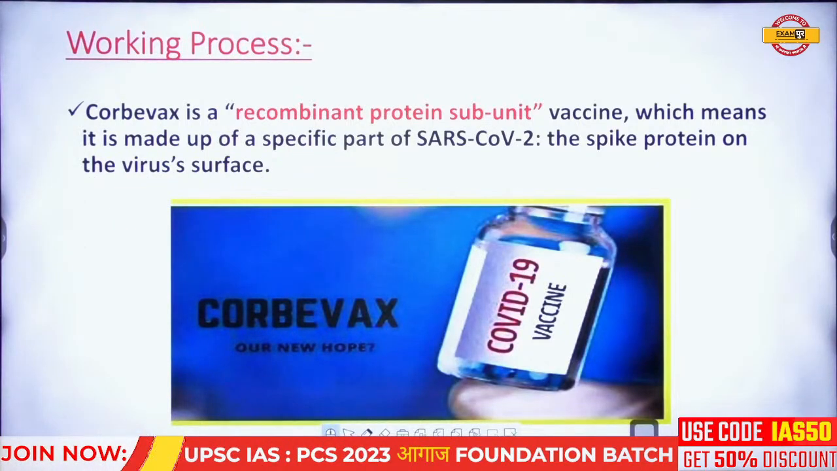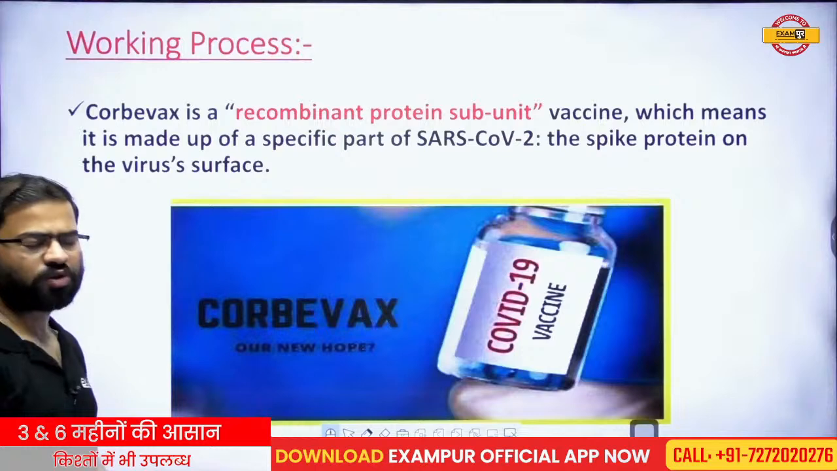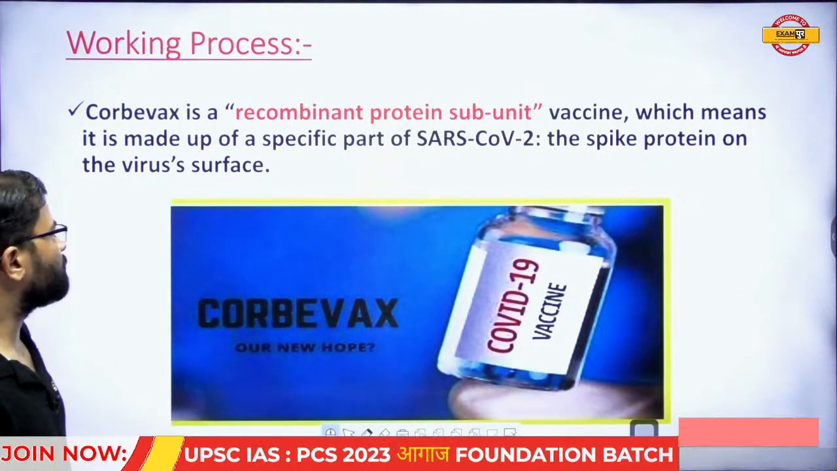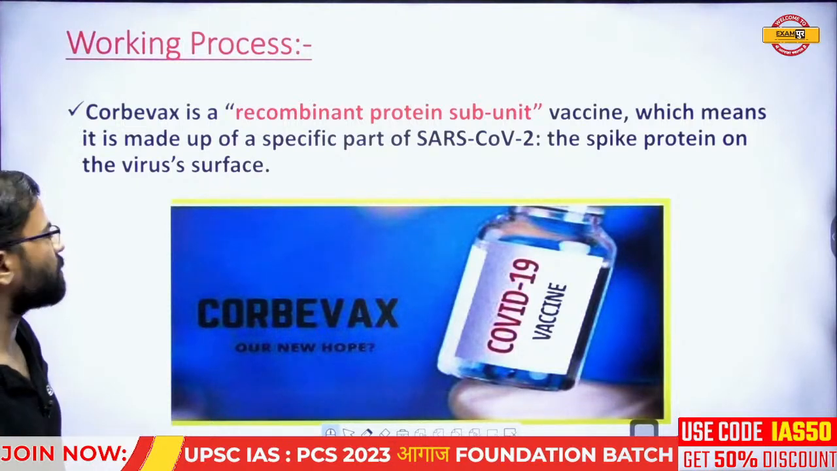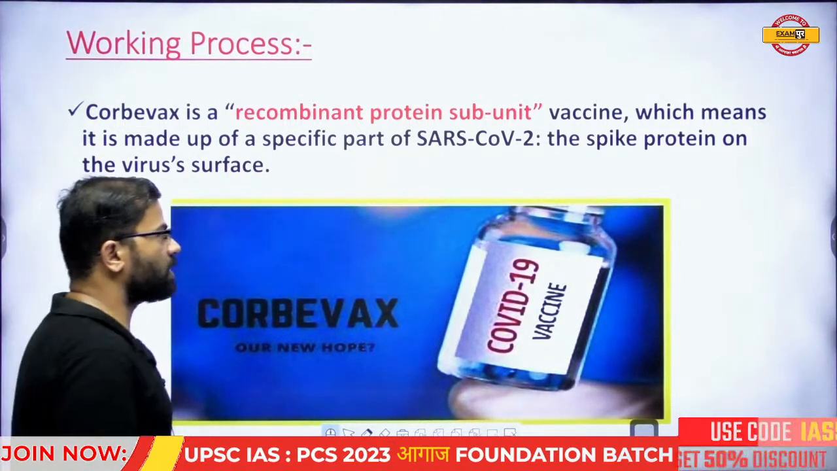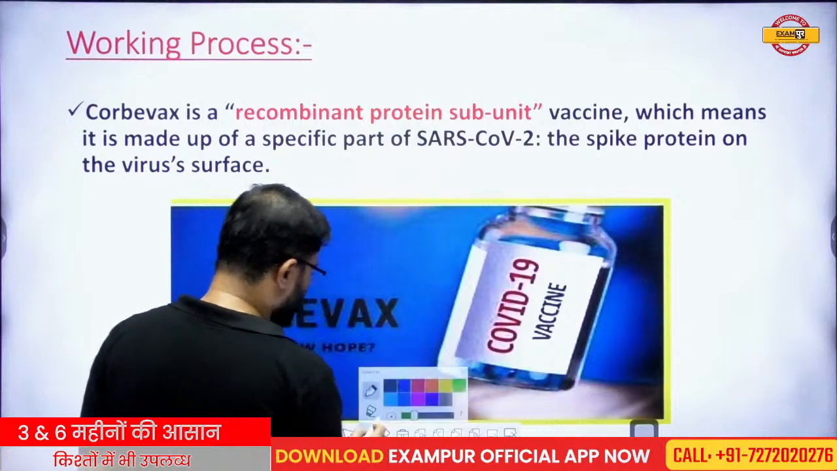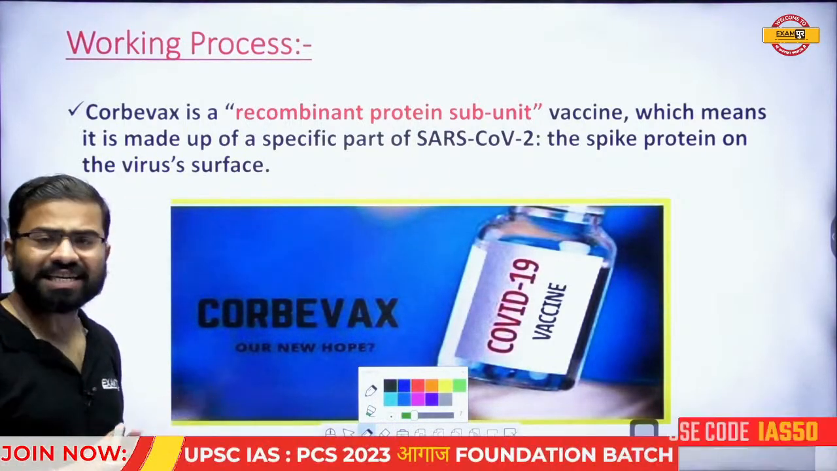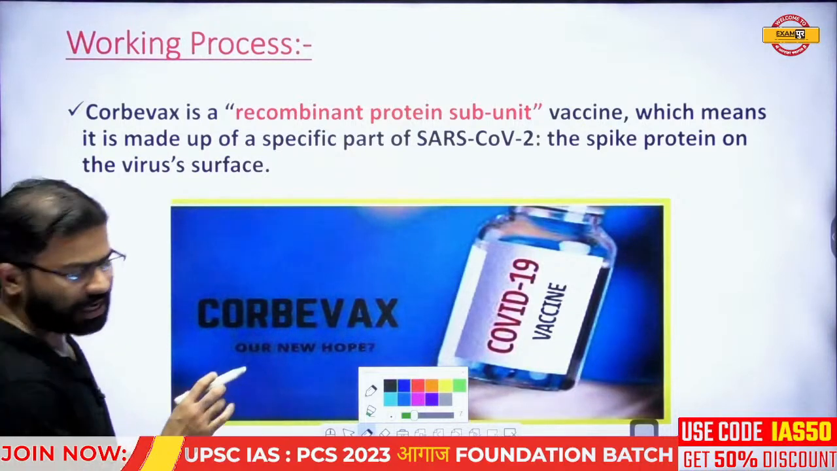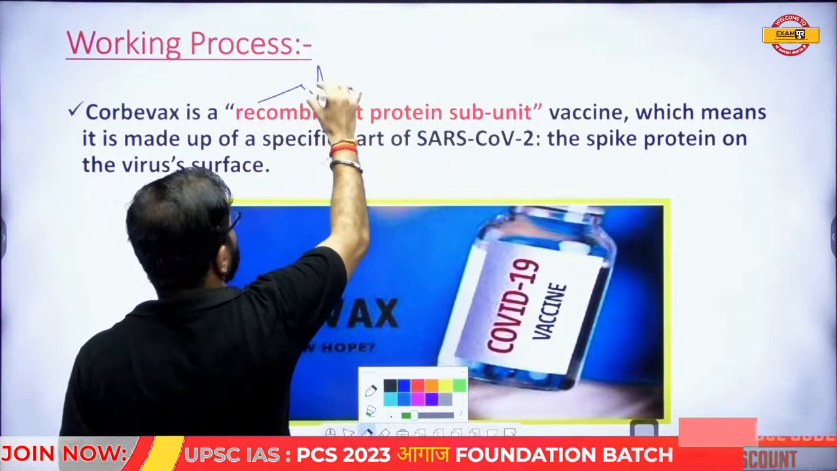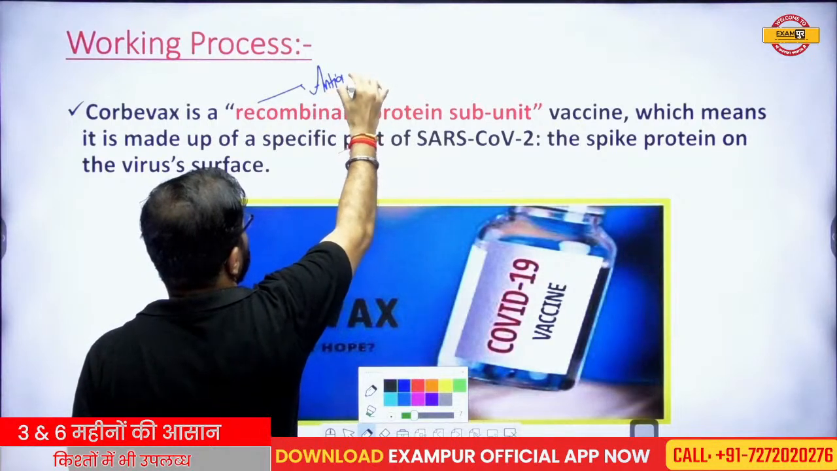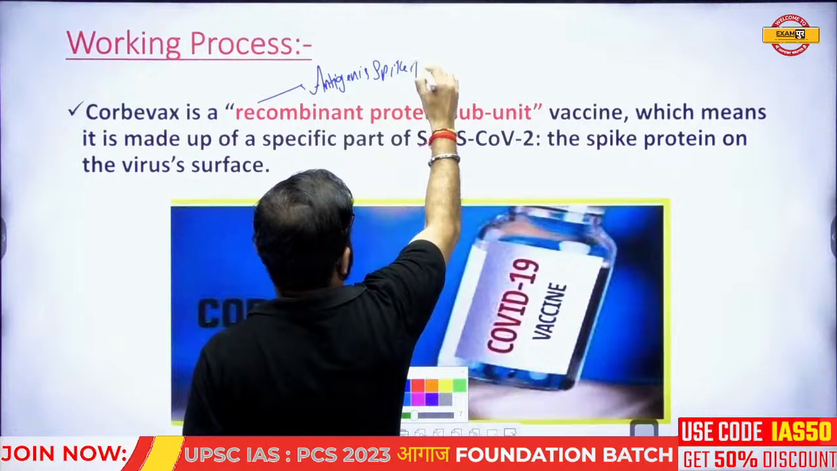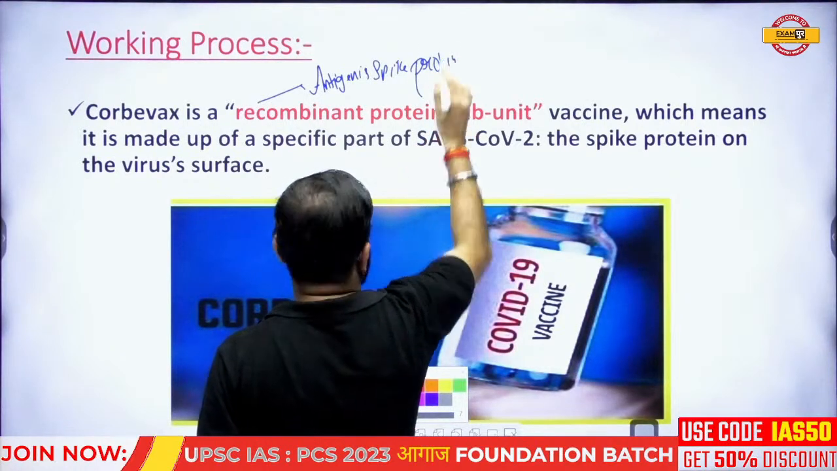When you talk about the Corbevax vaccine, it is a recombinant protein subunit vaccine, which means it is made up of a specific part of SARS-CoV-2, the spike protein on the virus surface. So in this vaccine also, what is the antigen? The antigen is the spike protein. Okay? Antigen is spike protein. Okay, let's go.